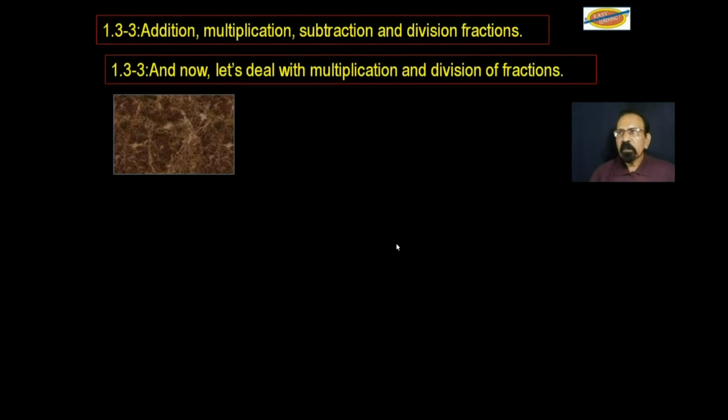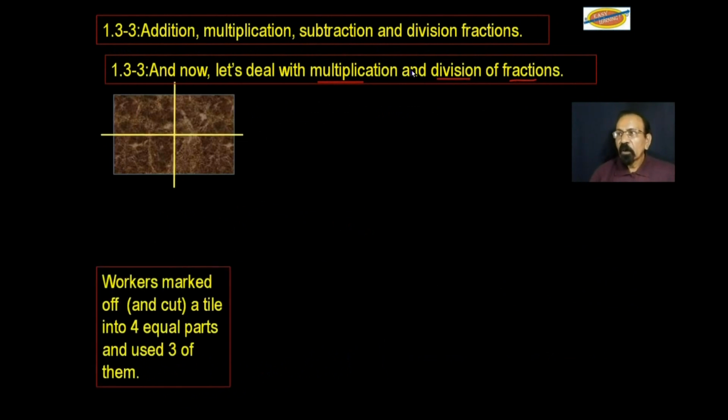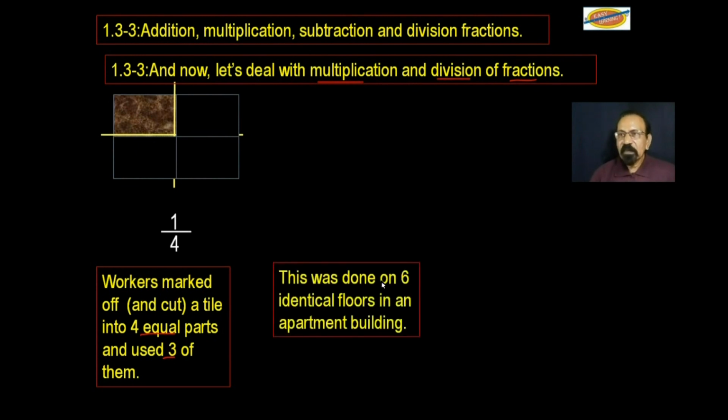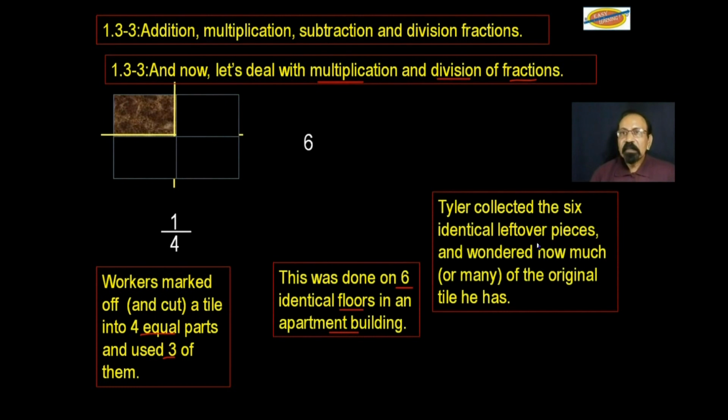Now we will deal with multiplication and division of fractions, mixed numbers. So let's go back to those tiles. Workers mark off and cut a tile into 4 equal parts and use 3 of those equal parts. So what remains is 1/4 or a quarter. Now, this was done on 6 identical floor tiles in an apartment building. So 6 such tiles. Tyler collected the 6 identical leftover pieces and wondered how much or how many of the original tile he has.